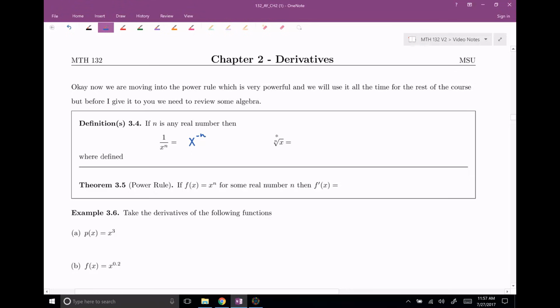Likewise, if you have the nth root, so square roots, cube roots, fourth roots, all these sorts of things, any nth root, you can rewrite this as x to the 1 over n power.